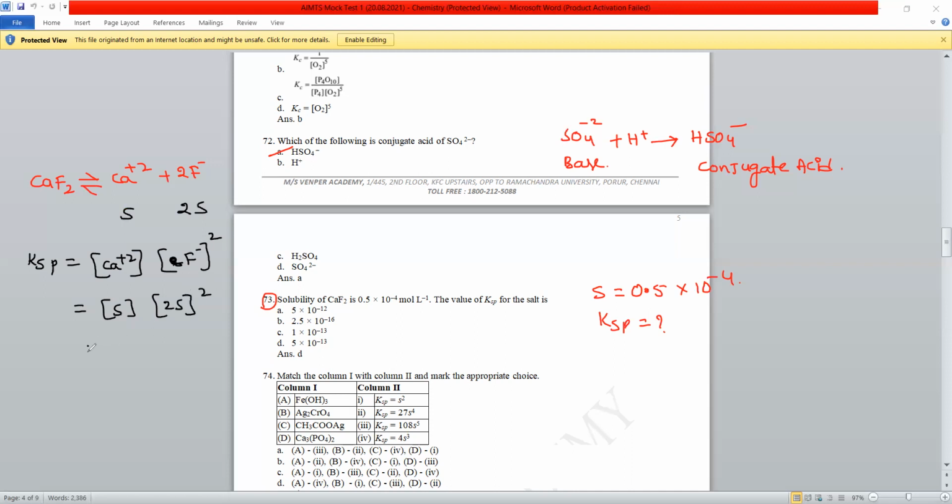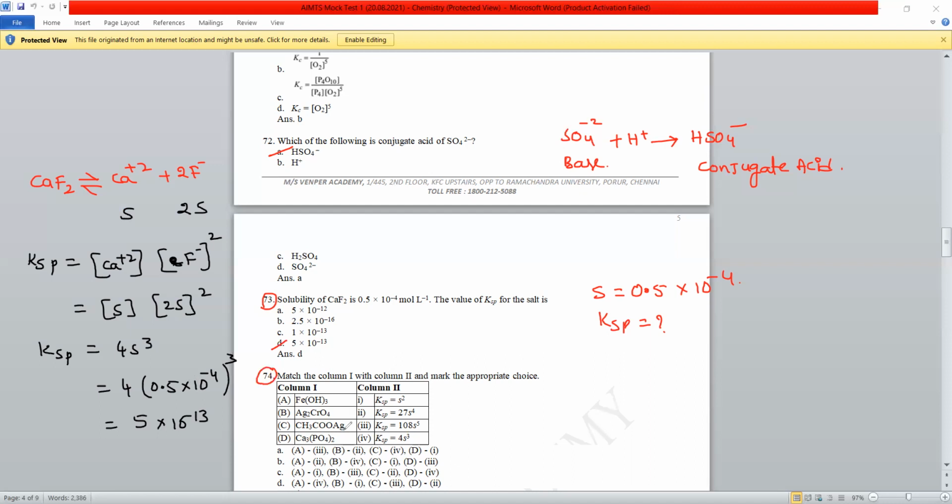On simplification we get 4S cube. Ksp equals 4S cube. We know the S value, so 4 into (0.5 into 10 to the power of minus 4) whole cubed. On simplification the answer is 5 into 10 to the power of minus 13. So we get option D. This is the method to calculate the solubility product Ksp.